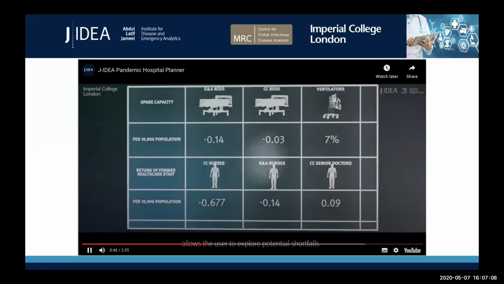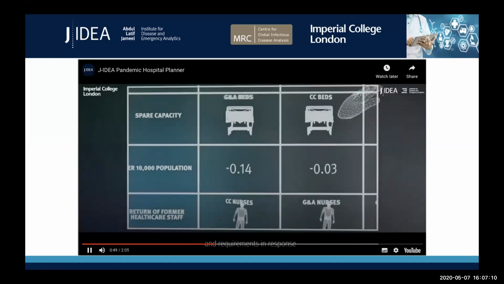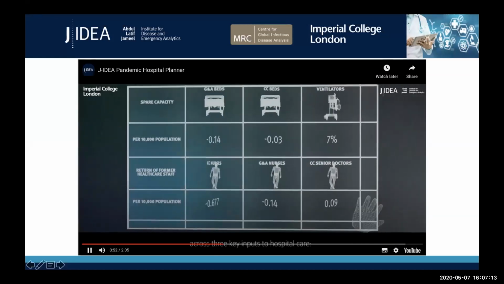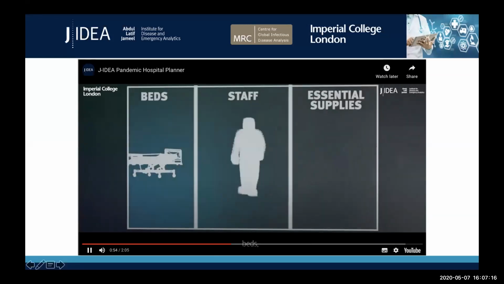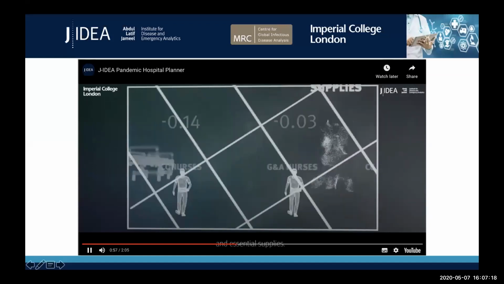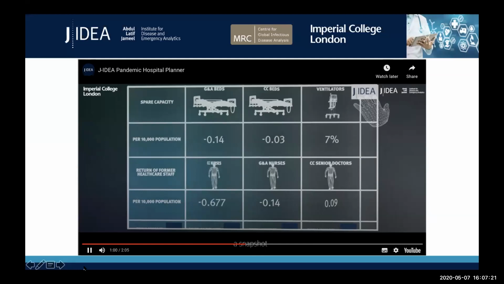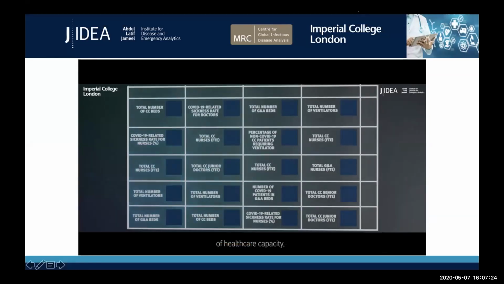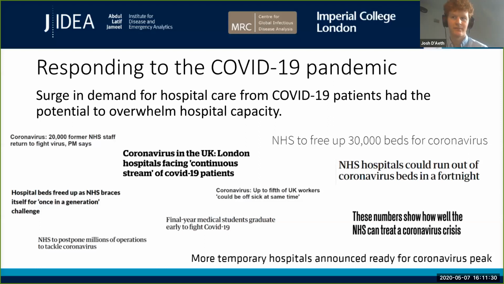allows the user to explore potential shortfalls and requirements in response to the COVID-19 pandemic across three key inputs to hospital care: beds, staff, and essential supplies. The pandemic planning tool presents a snapshot of healthcare capacity, and users can enter. Why has this happened? Well, this is due to a mix of both the large-scale public health interventions introduced to curb the spread of the virus and prudent planning by healthcare decision makers to increase this capacity. Our work today focuses on how planning capacity, with a clear focus on available policy options, can aid in ensuring capacity availability during this pandemic.